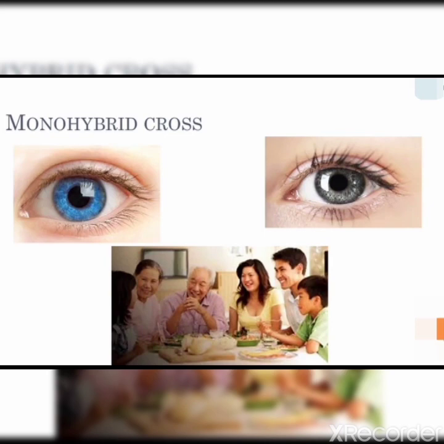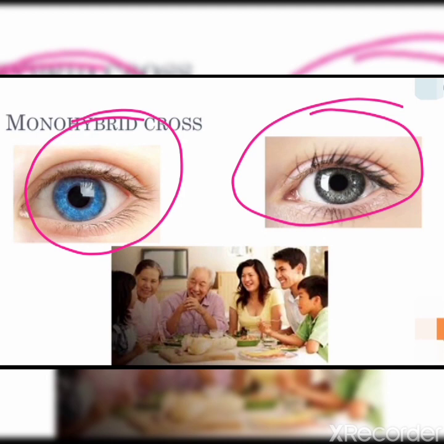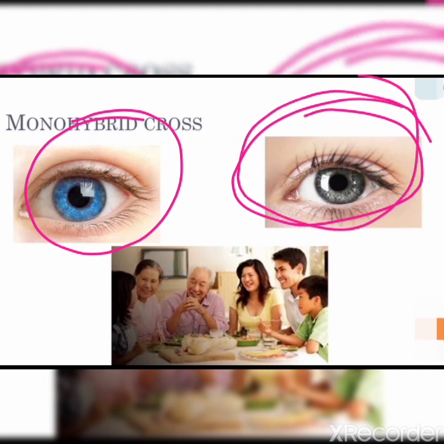How is this trait going to pass from one generation to another generation and how is it going to be expressed? Let's suppose there is a father and mother, the father has blue eyes while the mother has black eyes. So which color of eye will the coming generation have? Let's suppose this black eye is dominant. Then what will the result be? In the F1 generation, the offspring, the individuals will have black eyes. That is, the dominant gene is going to express.